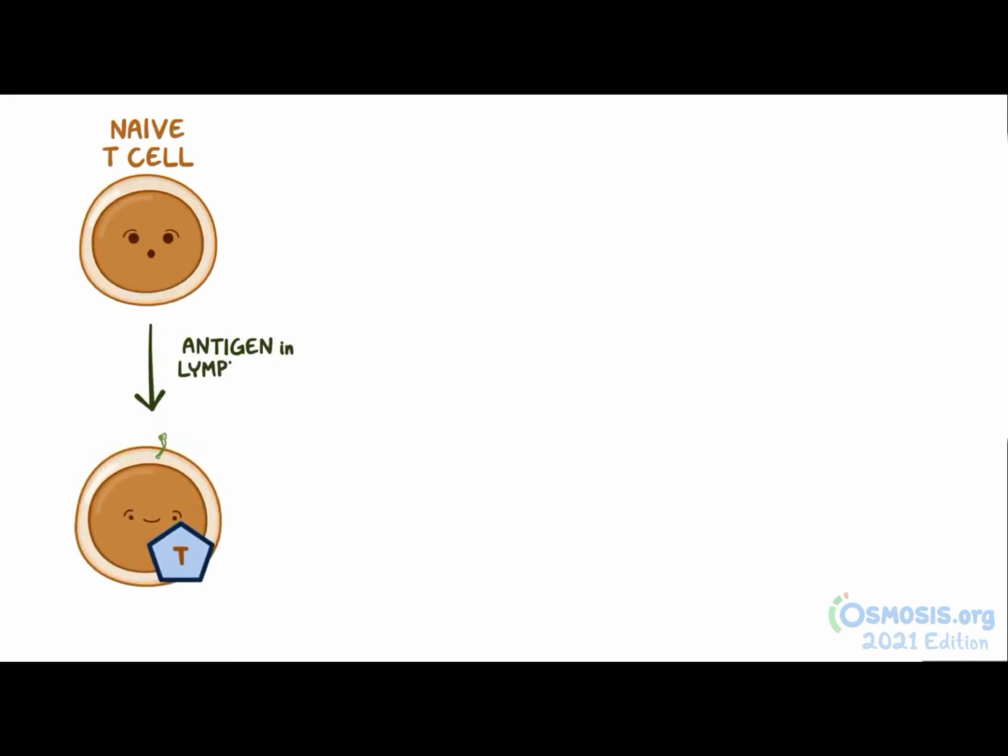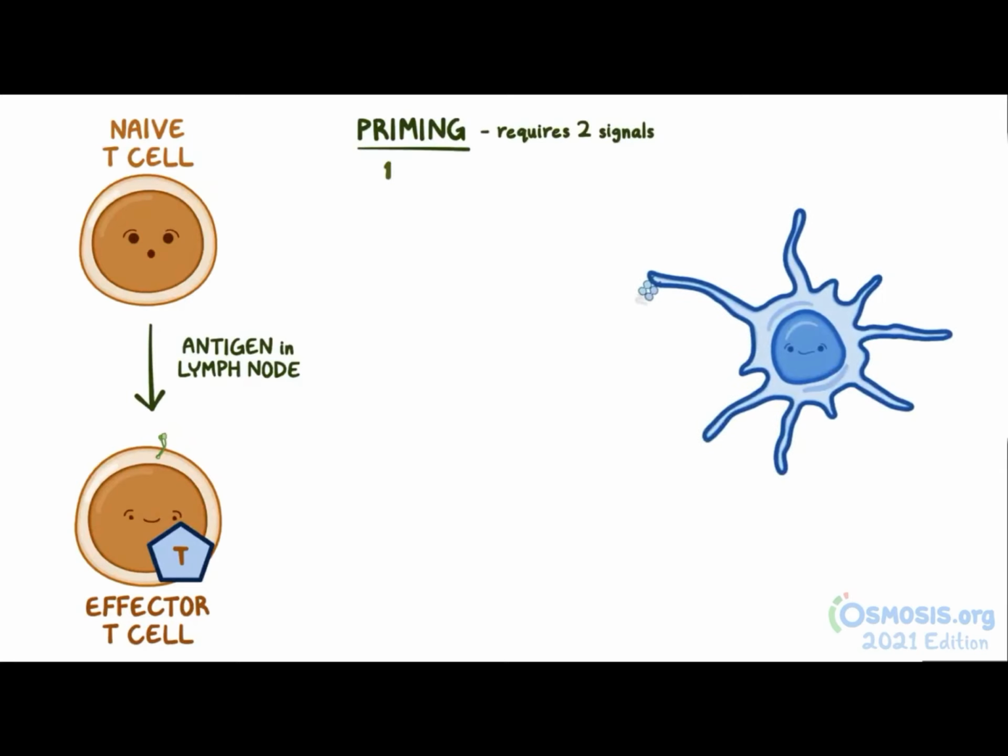Now, when a T cell is initially formed, it's considered naive. Later, when that T cell encounters an antigen in the lymph node, it gets activated or primed and turns into an effector T cell. This process of priming requires two signals. The first signal is the antigen itself, which is usually presented on an MHC molecule on the surface of an antigen-presenting cell, like a macrophage or dendritic cell.